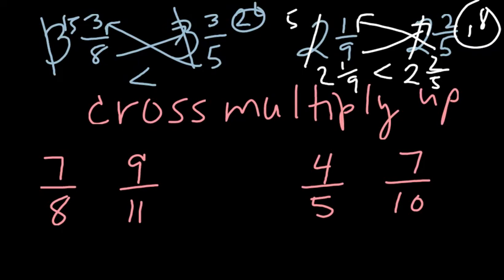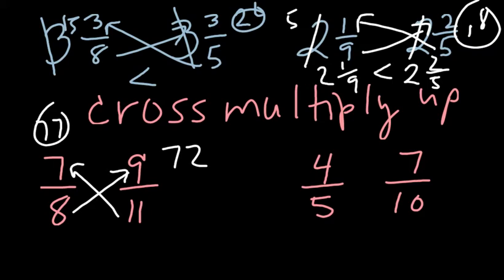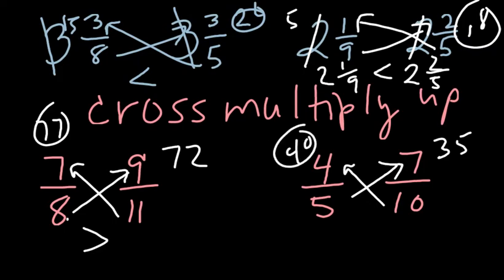Okay, cross multiply up. 8 times 9 is 72. 11 times 7 is 77. This is bigger, so 7/8 is bigger, so it's greater than. 5 times 7 is 35. 10 times 4 is 40. 40 is bigger, so 4/5 is bigger, so greater than.